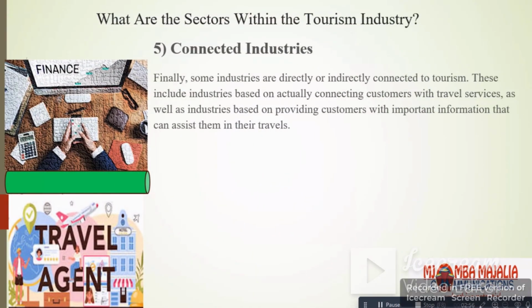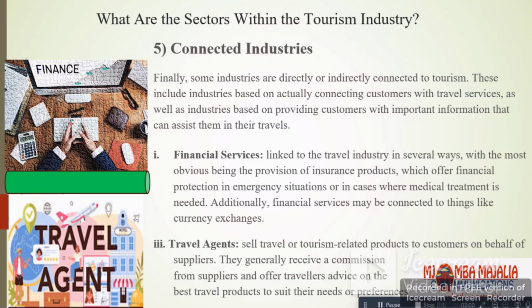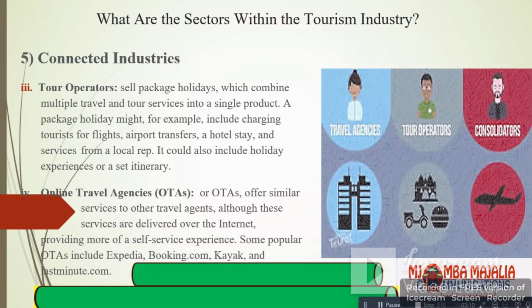Then connected industry, financial services, they'll need to change dollars, they'll need to get money. Travel agents who book these tourists, either the flight or make sure that they have a package wherever they are going. Tour operators, online travel agencies. These are the connected industries.